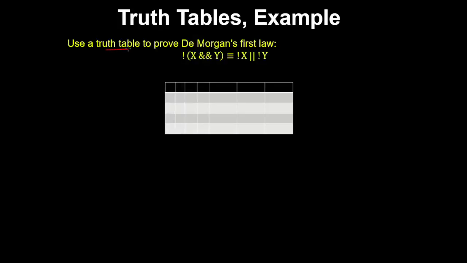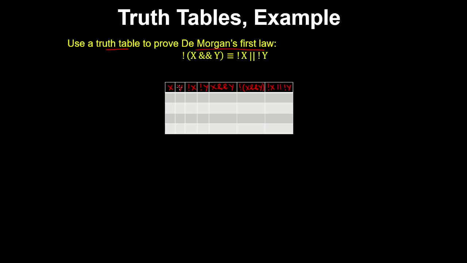Let's use a truth table to prove De Morgan's first law, which is given here. So what we do is break up these Boolean expressions into simpler ones, using a truth table. So first we have x and y, and then not x, not y, and then we have x and y, and then not x and y, and finally not x or not y.